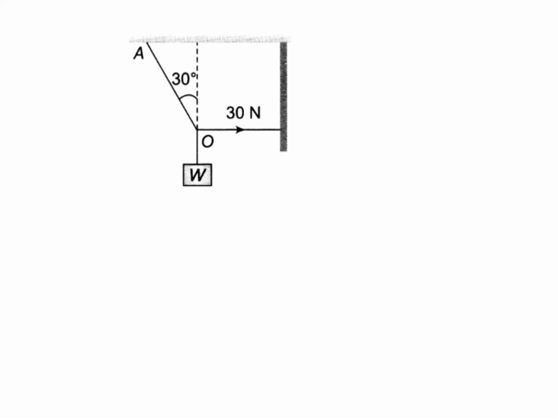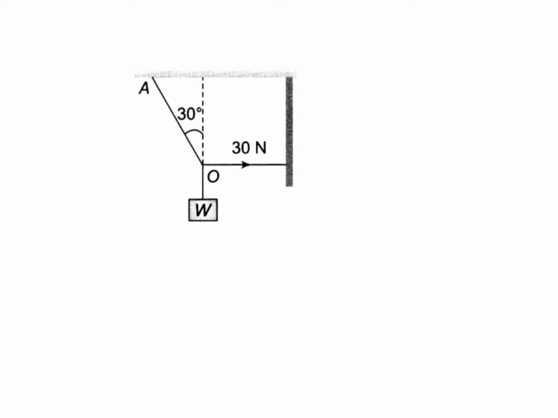The forces acting on this object are the weight of the object, that is W, which is acting in the downward direction. And in this direction, there is a force of 30 Newton acting. Other than that, there will be a tension developed inside the string. Let's say that is equal to T. Now we can resolve this tension into two components.